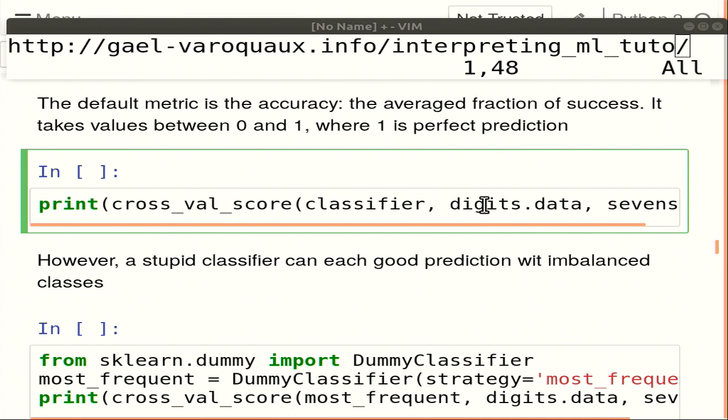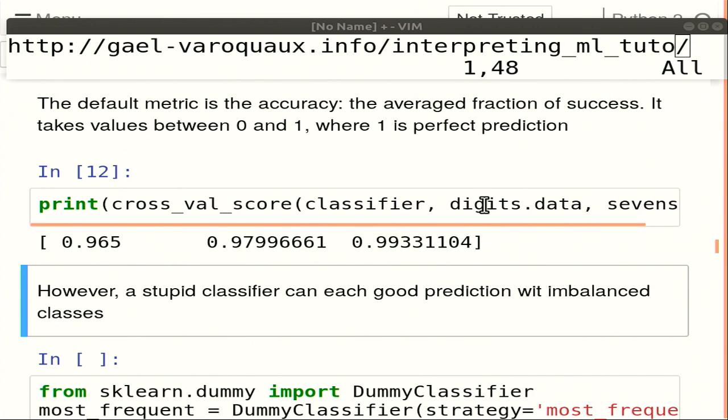And so we can just start with cross-val score. It returns a measure. What measure is this? What number is this? Well, first, bigger is better, as always. And then, do you know what this is?